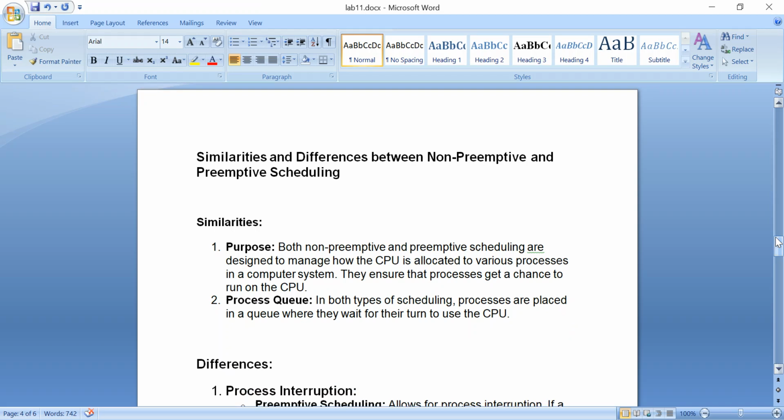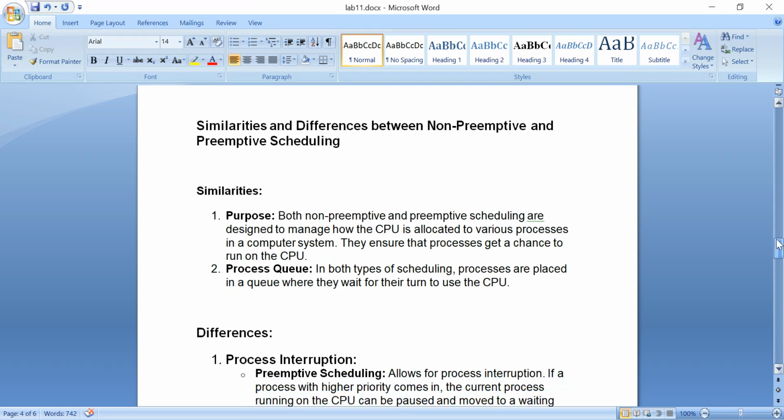Okay. Next thing, process queue. In both types of scheduling, processes are placed in a queue where they wait for their turn to use the CPU. Simple like that, the ready queue and the running queue.